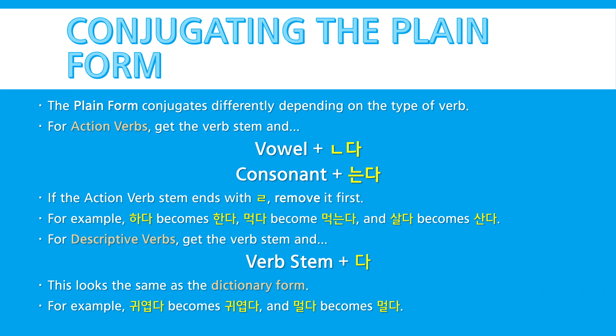For descriptive verbs, however, you get the verb stem and attach 다. So this looks the same as the dictionary form. For example, 귀엽다 becomes 귀엽다, and 멀다 becomes 멀다.